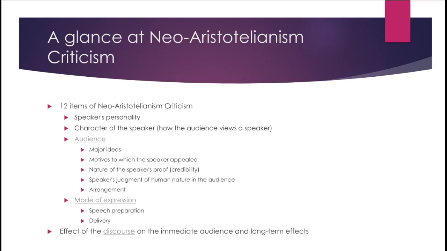Looking at some works on Aristotle and his ideas of classic rhetorical criticism, there's 12 items here that we really look at when we are looking at a rhetorical critique from an Aristotelian perspective. We're looking at the speaker's personality, the character of how they spoke, the audience, major ideas, motives, nature of the speaker's proof, speaker's judgment, mode of expression, arrangement, speech preparation, delivery, and the effect the discourse has on the audience.